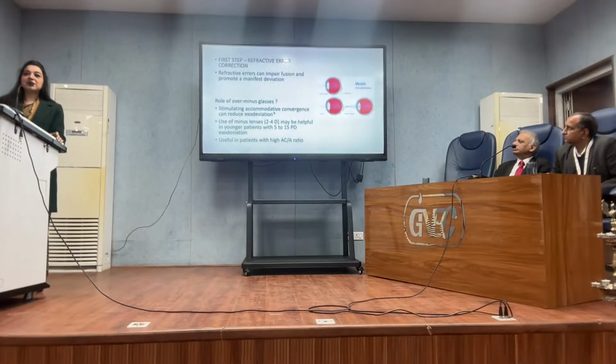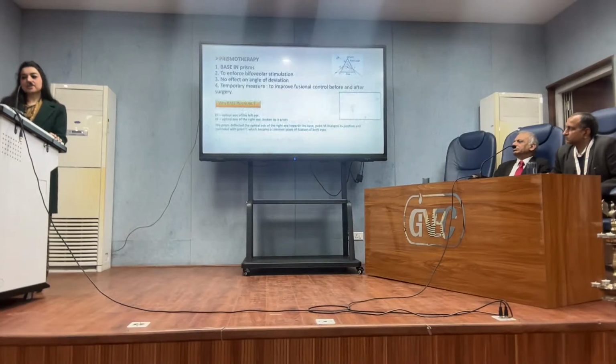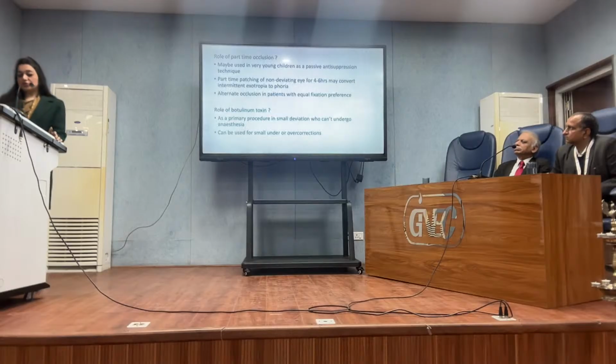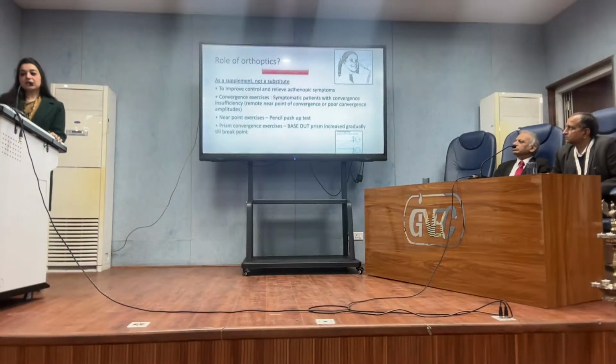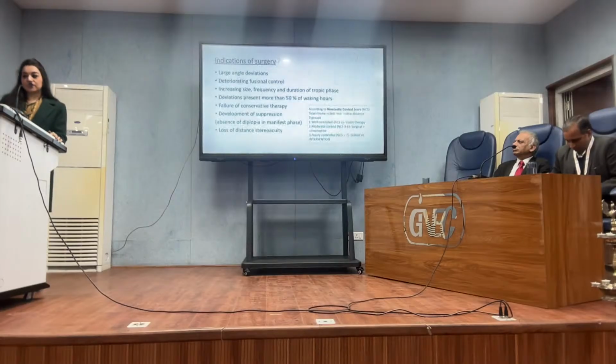First step is obviously correcting the refractive error. In small angle deviations, we can also give over-minus glasses because they stimulate accommodative convergence. Then prisms can be tried, part-time occlusion, and botulinum toxin. Anti-suppression exercises can be done. The role of orthoptics is to supplement the management of exodeviations and not to be a substitute.